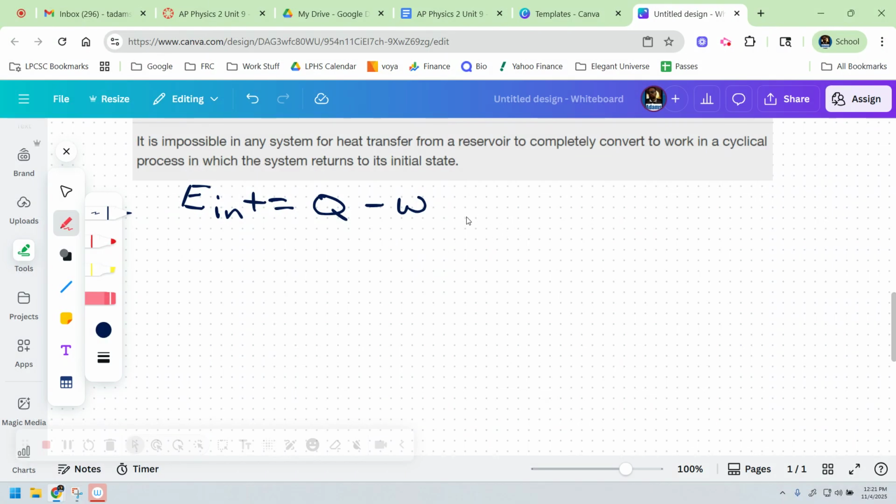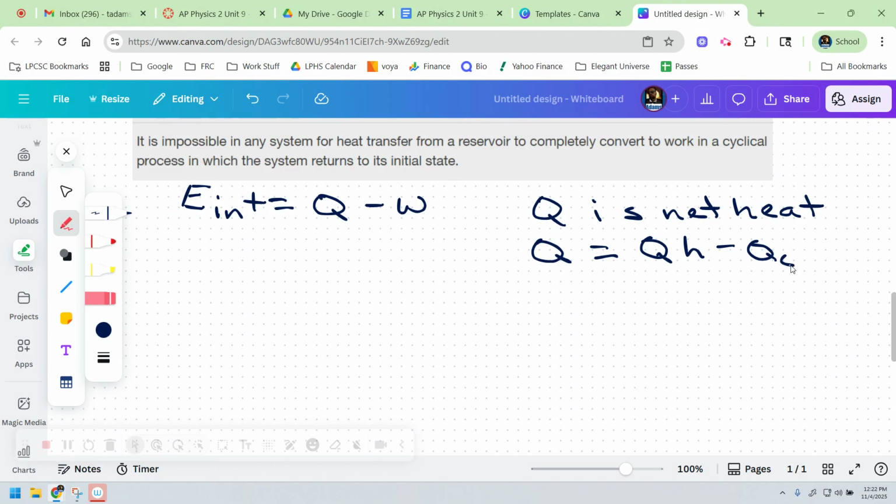And where Q is the net, so Q is the net heat energy. So think of it like this: Q is equal to the high heat minus the low heat at the end of that system. Okay. And then W is the work done by the system.